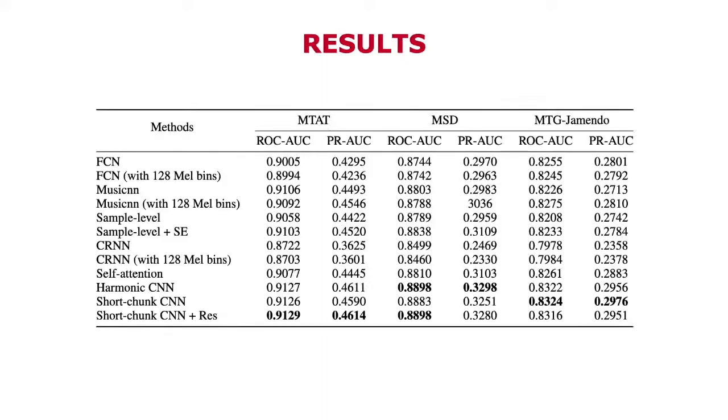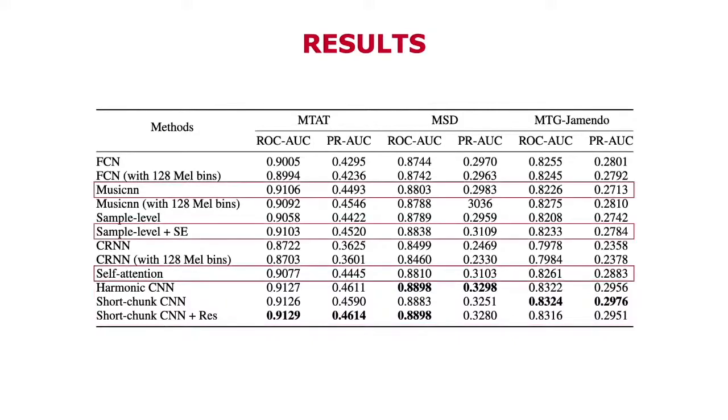This table shows the experimental result. Overall, harmonic CNN, short-chunk CNN, and short-chunk CNN with residual connections consistently outperform other models in the 3 different datasets. Musicnn, sample-level CNN with squeeze-and-excitation, and self-attention-based models also reported competitive results, but the performance of Musicnn went lower with the larger dataset.